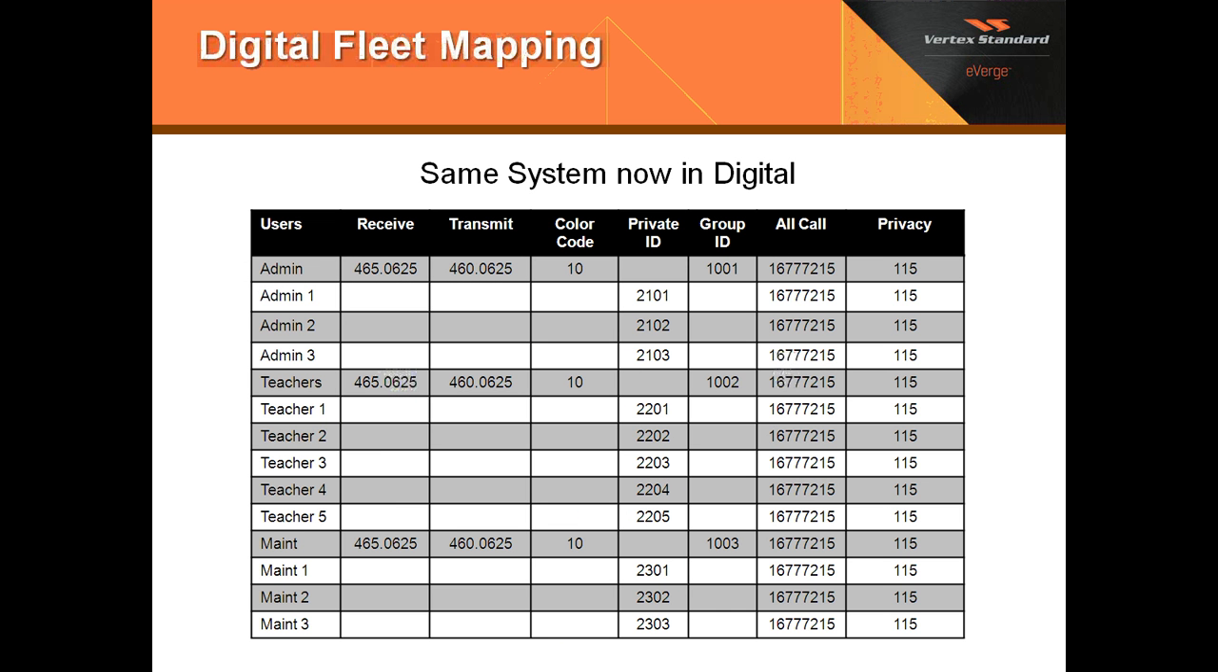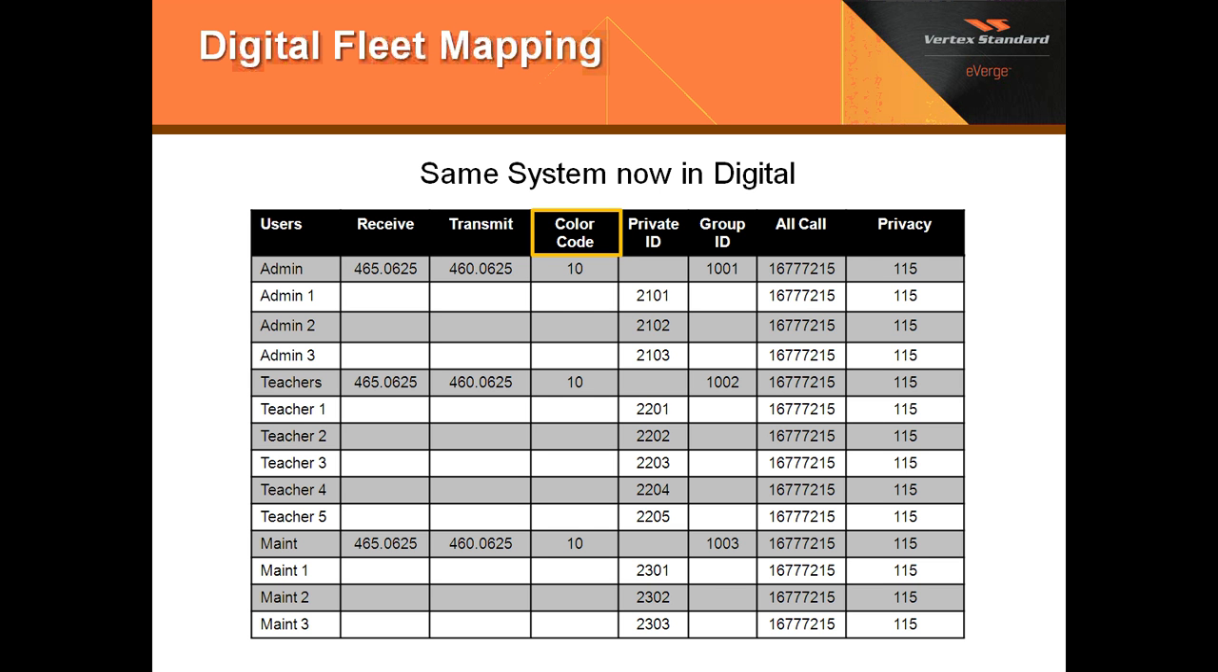Alright, now we're going to look at this same system. Now we're going to do it in digital. As you can see, the users and transmit and receive frequencies are all the same. But now you're going to notice we have color code, which is 1 through 15. There is no actual color. For this exercise, I selected 10 for the color code. You'll notice that each of the groups use the same color code. The color code only identifies which repeater. So in a way it does take the place of the sub-audible, but not by itself.